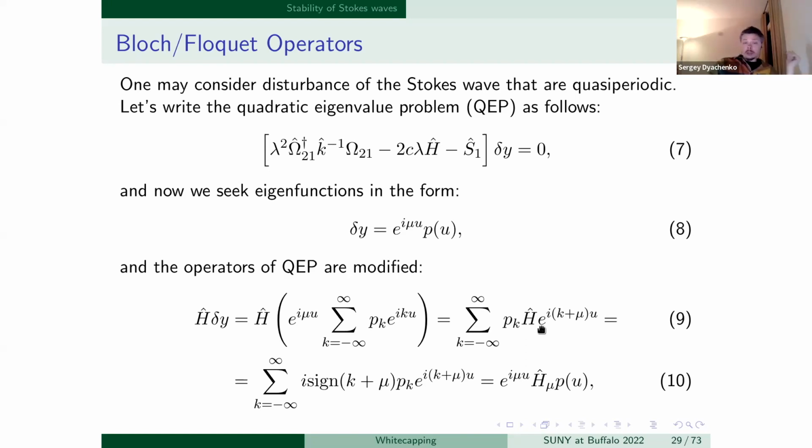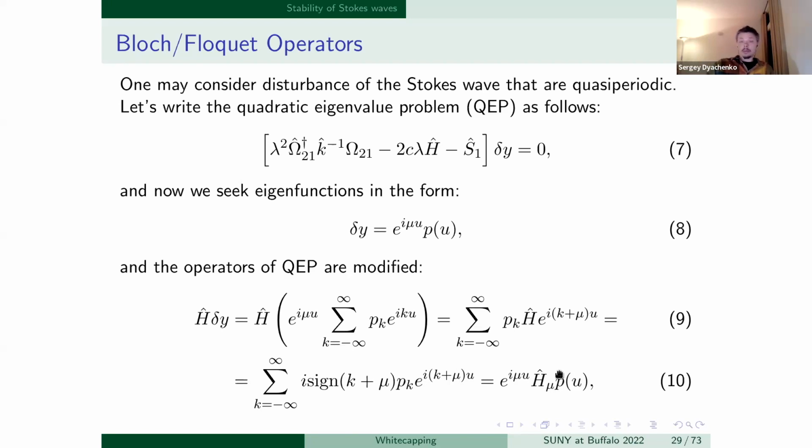So the Hilbert transform just gives you i times the sign of k plus mu. That's what you define to be your modified Hilbert transform with the Floquet parameter mu. So that's what you get for this H sub mu times p. And notice also that this e to the power i mu times u, since it does not depend on k, you can factor it back out of the sum. So that's what I did here.